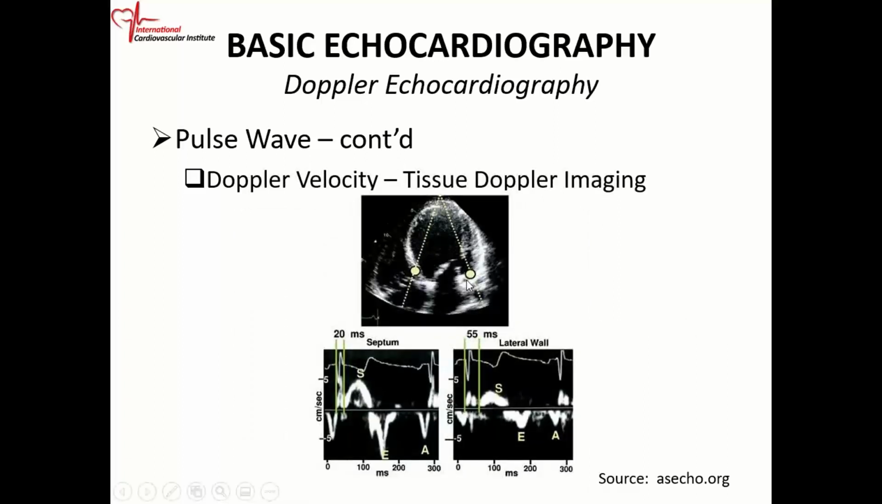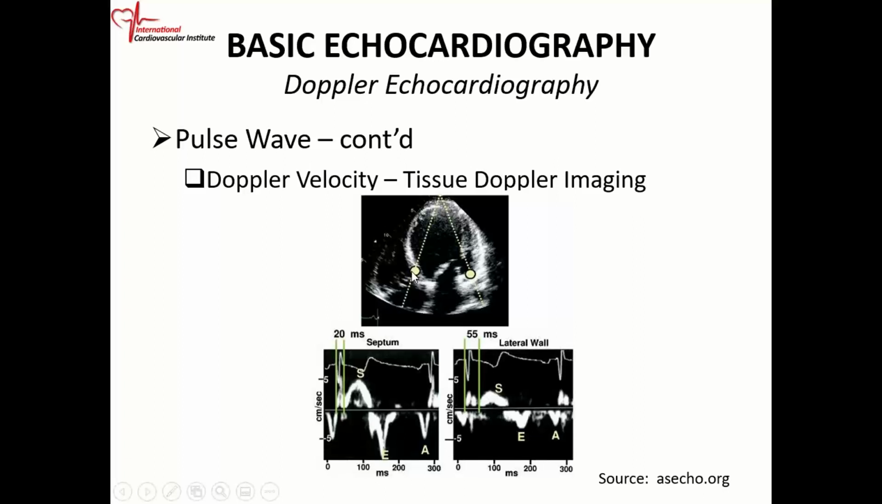This is the tissue Doppler. We're actually looking at the movement of the tissue, the velocity of the tissue. So it's not going to be in the same order as, say, the blood flow. The velocity of the tissue is going to be less. We usually talk about centimeters per second, as opposed to when we're talking about the blood flow, where we talk about meters per second. So we can look at the mitral annulus.